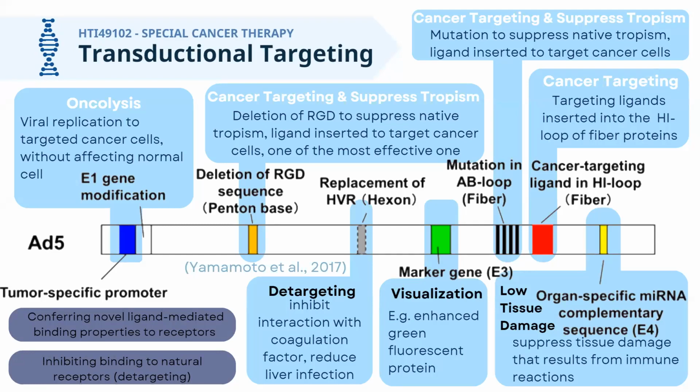The E4 gene is used to reduce the normal tissue damage, to reduce the side effects. As you can see, the replacement of the HVR and the E4 are to spare the normal tissue, and the deletion of RGD, the mutation in the AB loop, and the cancer targeting ligand are for cancer targeting, and the E1 gene is the killer gene.